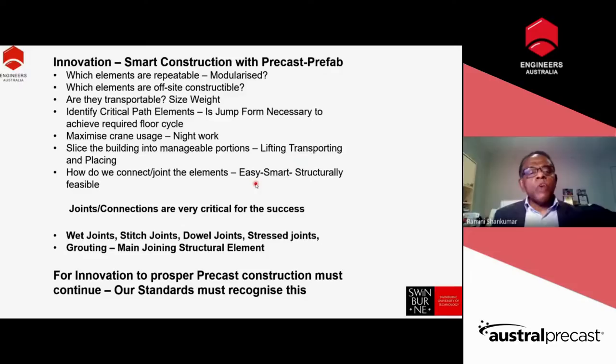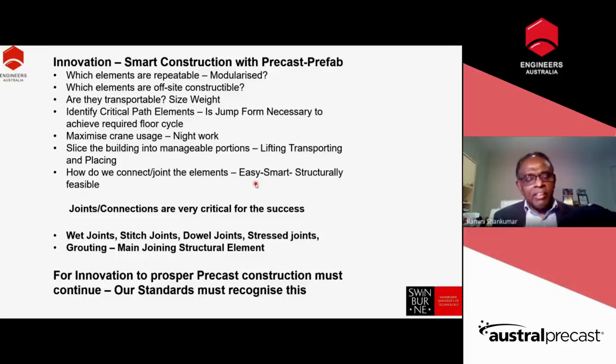How do we connect the joint element? It has got to be easy, smart, structurally feasible. I always think it has got to be, we call it, dumb smart, because anybody can join them. So joint connections are very critical for success. Bed joints, stick joints, dowel joints, stress joints are very important for you all to design and detail. Grouting is the main joint structural element. It is a small one, but it carries the stress. It has got to be done properly.